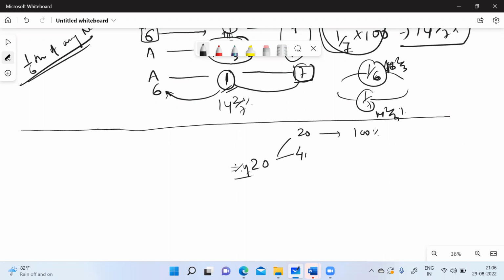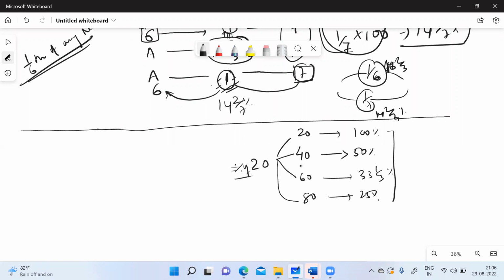If the total is 40, it will become what? 50%. If the total is 60, it will become 33 1/3%. If the total is 80, it will become 25%. So it's the same thing here: this increase and decrease is the same in terms of value, but in terms of percentage it will get decreased because 7 is bigger than 6. Okay, now you will remember this.